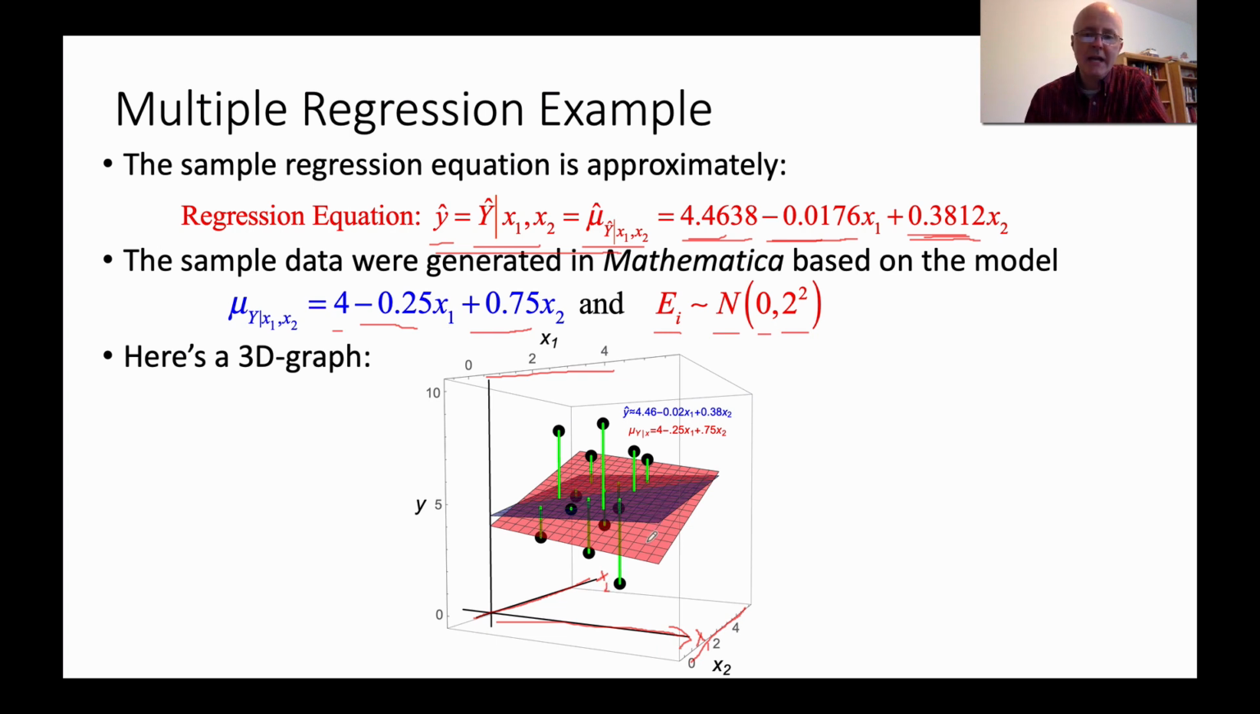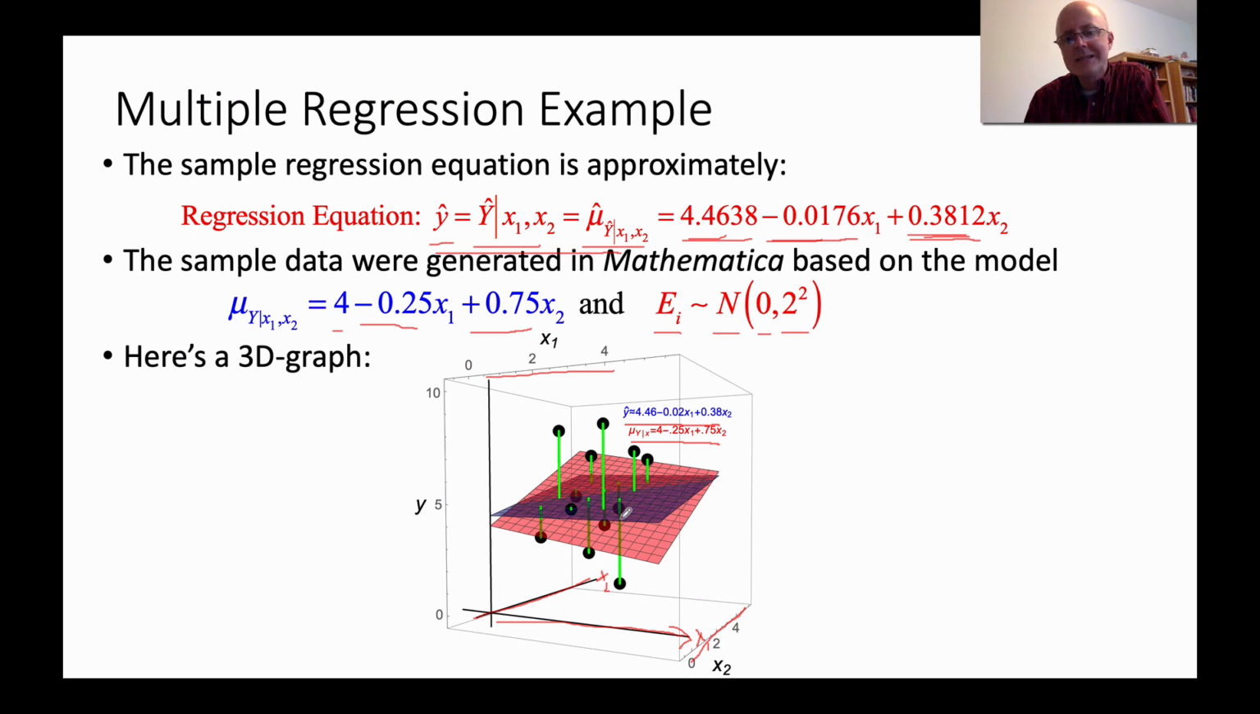The red plane that you see here is the population regression line. That is exactly deterministic. It's the assumption that I made. That's the thing that we're trying to approximate with the sample regression. Did I say line? I meant plane. And that's the graph that's in blue. The data are in black.